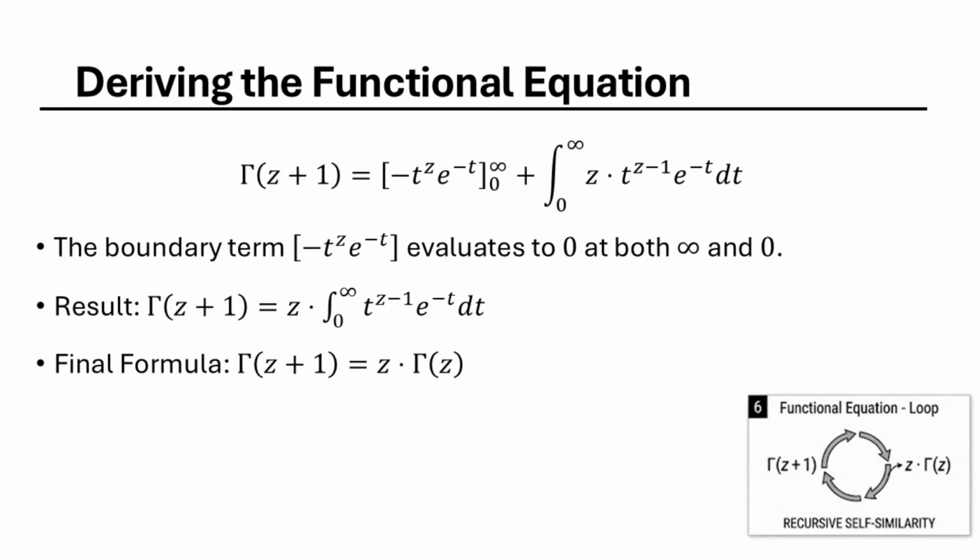Notice that the z inside the integral is a constant with respect to t, so we can pull it out. This gives us z times the integral from 0 to infinity of t to the power of z minus 1 times e to the power of negative t. But wait, that integral is exactly our definition of gamma of z. Therefore, we have proven that gamma of z plus 1 equals z times gamma of z. This is the exact same recursive relationship that factorials follow.